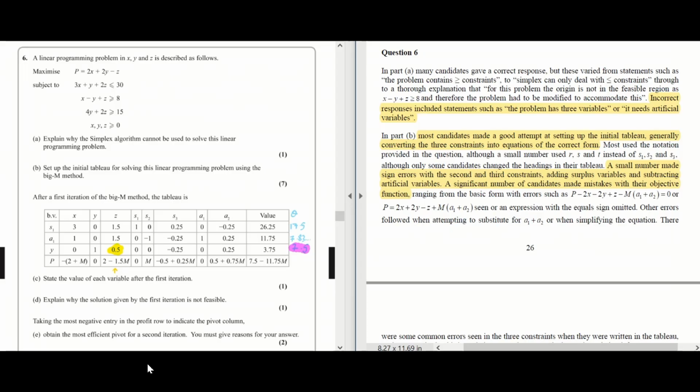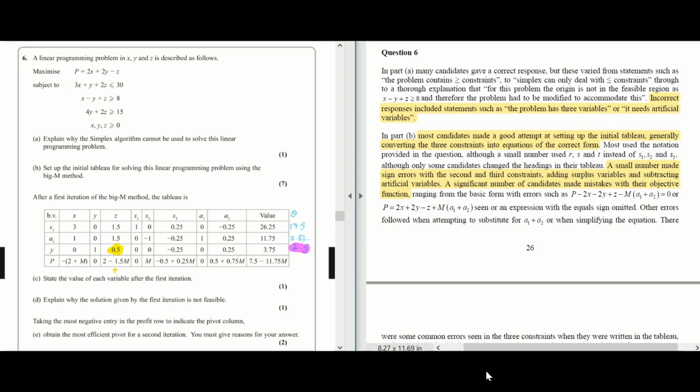Question 6, examiner report wise, this was concerning linear programming with the big M method. A lot of people for part A, where we had to explain why the simplex algorithm cannot be used to solve this linear programming problem, many gave a correct response, but there were some incorrect responses which included statements such as the problem has 3 variables or it needs artificial variables.